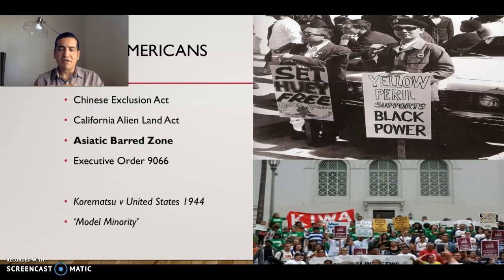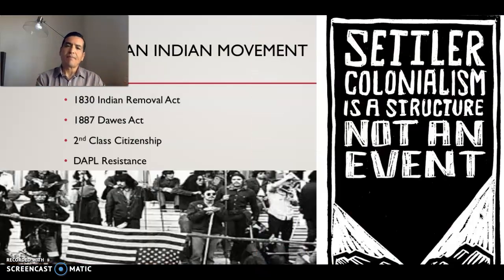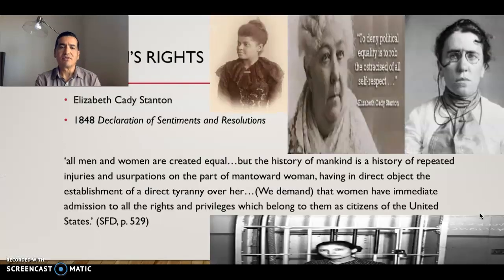And this is a group that today is seeing a resurgence of hate crimes committed against them due to the pandemic that is occurring. The American Indian movement emerges during that civil rights period, challenging sets of laws and their second-class citizenship. And we see their resistance still occurring today, focusing on the Dakota Access Pipeline and other spaces where they are trying to preserve their land and their resources.